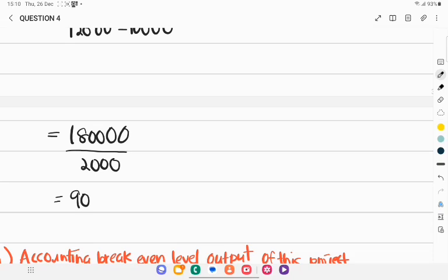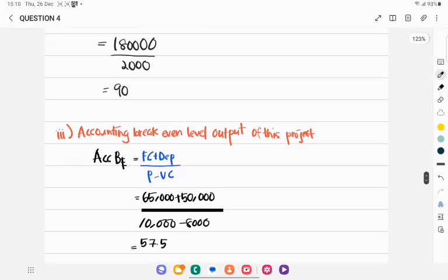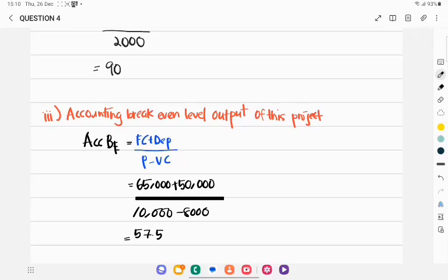18,180,000 divide 2,000. So the answer is 90. Next, we move to question 3, which is the accounting break-even level of output of this project. For the formula, accounting break-even is fixed cost plus depreciation, divided by price minus variable cost.